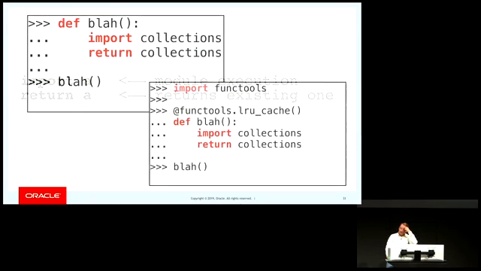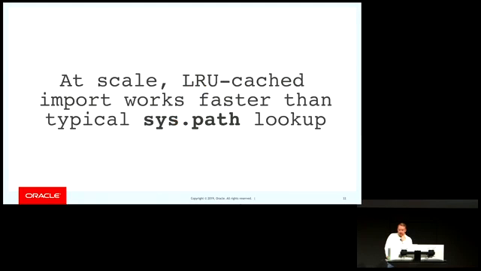No, and here's the example. Here are two functions. One has a pretty simple import wrapped in a function, and the other one is wrapped with an LRU cache. Just to let you know, even the simplest implementation of LRU cache in functools works faster than a lookup in sys.path. At this scale, LRU cache works faster than simple imports.